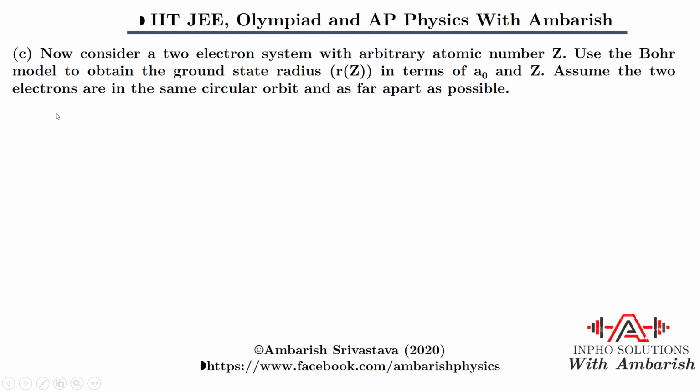Now let's look at part C. Here it's a non-standard case, so we have to apply some creativity and some logic to solve for the new model. What's the question? Consider a 2 electron system with arbitrary atomic number Z. Use the Bohr model to obtain the ground state radius RZ in terms of a naught and Z. Assume the 2 electrons are in the same circular orbit and as far apart as possible. That means they are diametrically opposite.